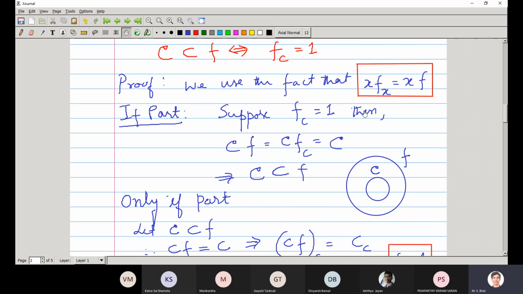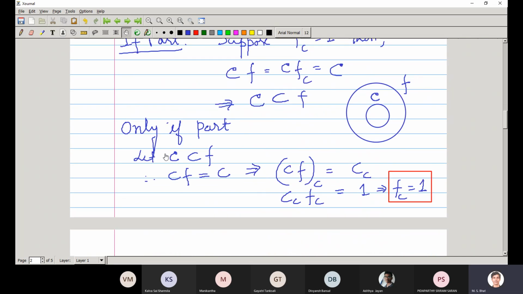Now we will quickly see the if part. Suppose FC is 1. What does that mean? FC is 1 means the cofactor of F with respect to C is 1. Then CF is equal to C times FC, which is equal to C, because FC is 1. So CF is C. So C is contained in F.